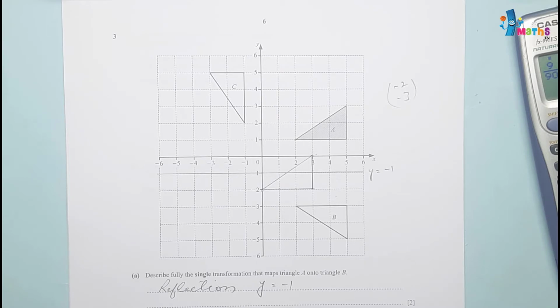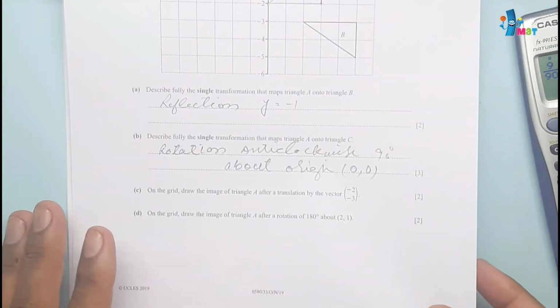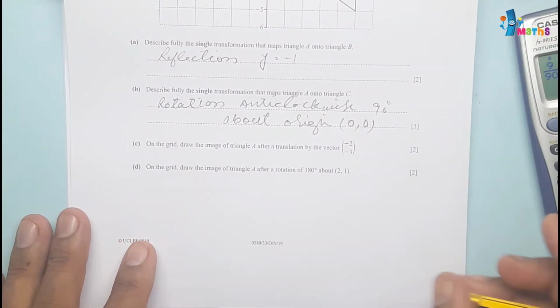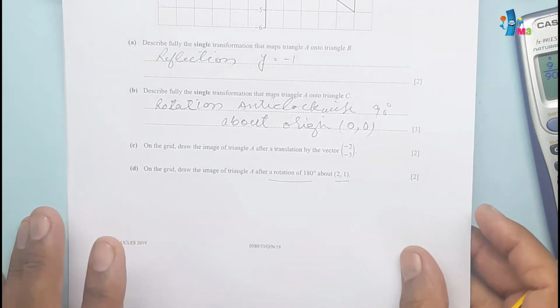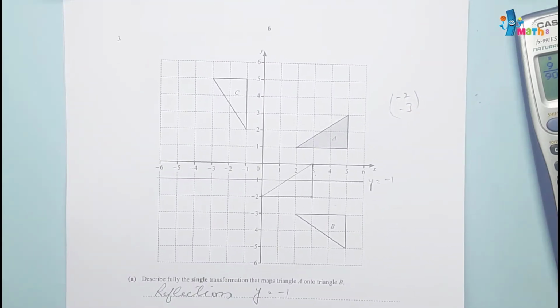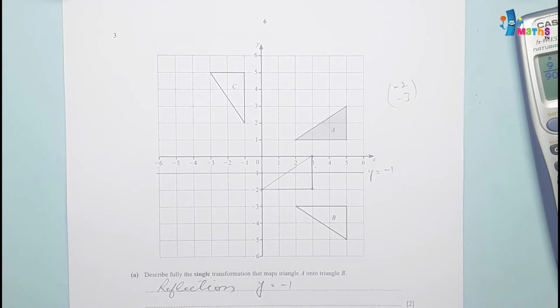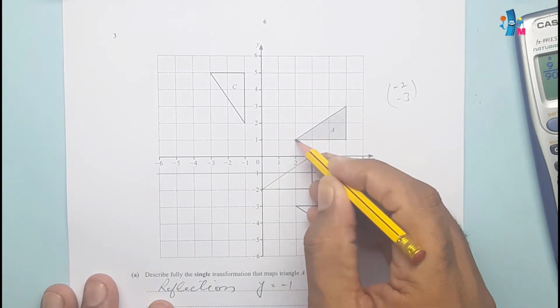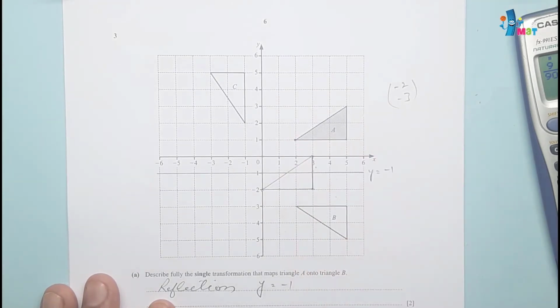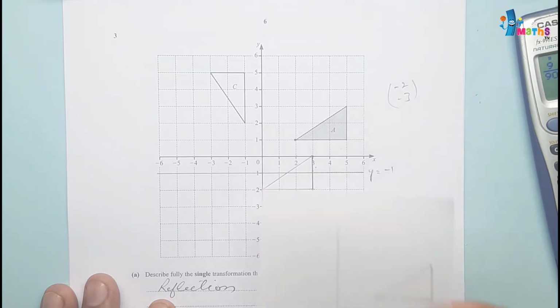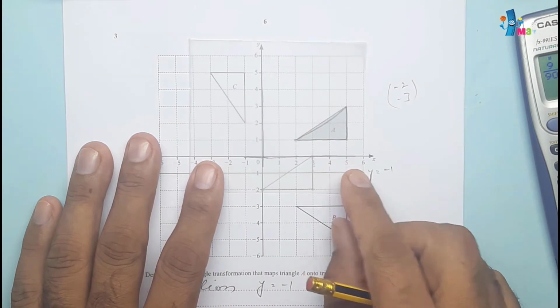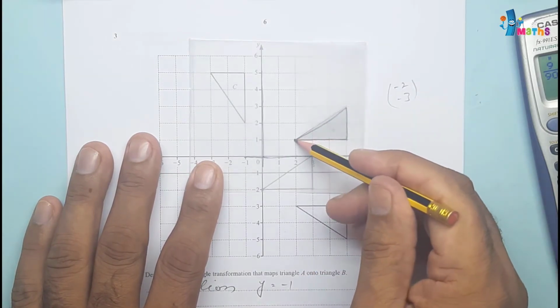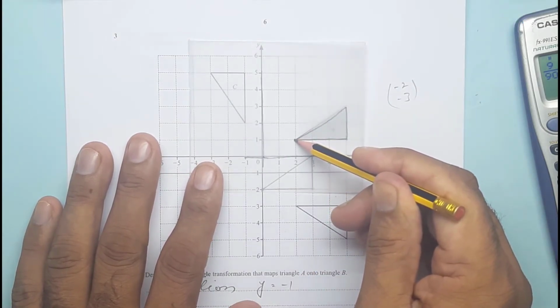So this is done. Then D part, on the grid, draw the image of triangle A after a rotation of 180 degree about 2 and 1. Rotation of 180 degree about 2 and 1, and 2 and 1 is this point. So we'll have to rotate. We'll take the same which we have done earlier. So this is the triangle. Now we have to rotate about this point, 2 and 1, and 180 degree.